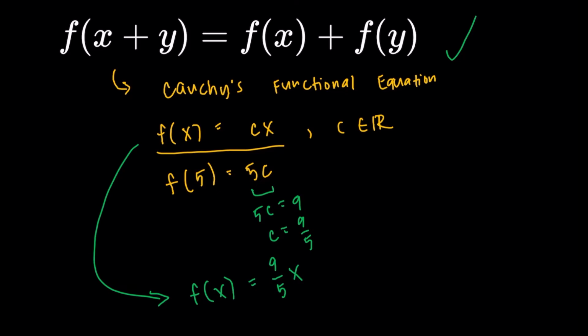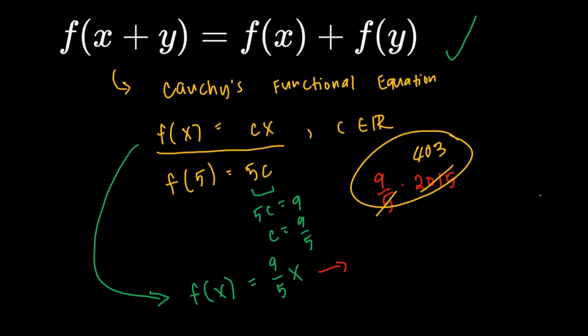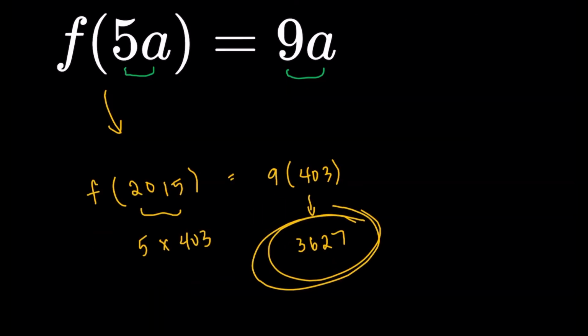And we just have to substitute x as 2015, so we have 9/5 times 2015, and this will be the exact same thing because after a cancellation, we're going to see that this part is 403. So 9 times 403, we're still going to get our answer of 3,627. And this will be our final answer.